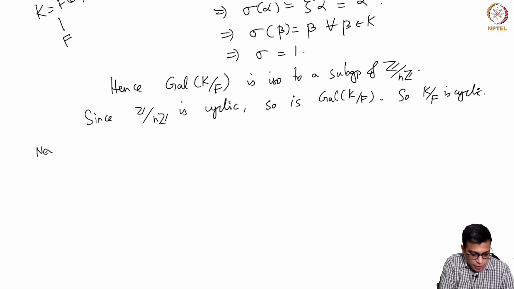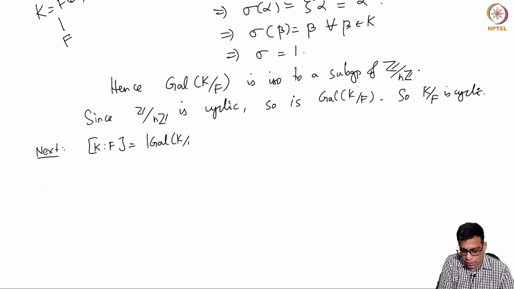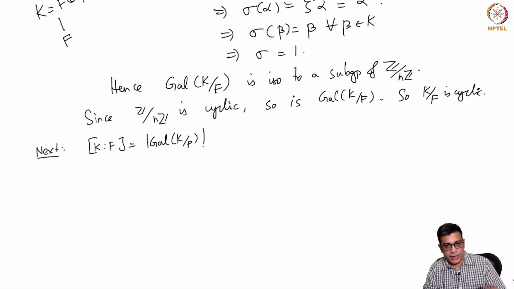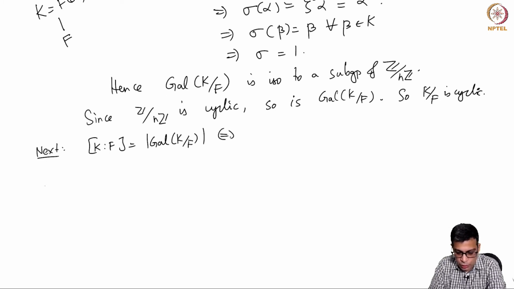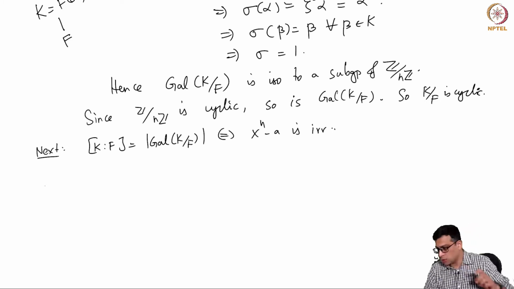So, now next we have to prove, I will write it down, [K:F] is, which is the Galois group, because it is a Galois extension, the degree of the extension is same as the order of the Galois group, if and only if x power n minus a is irreducible. So, this is what we want to show. So, now let us show this.